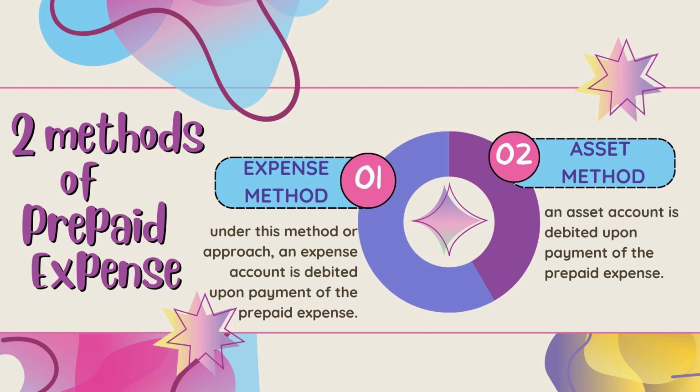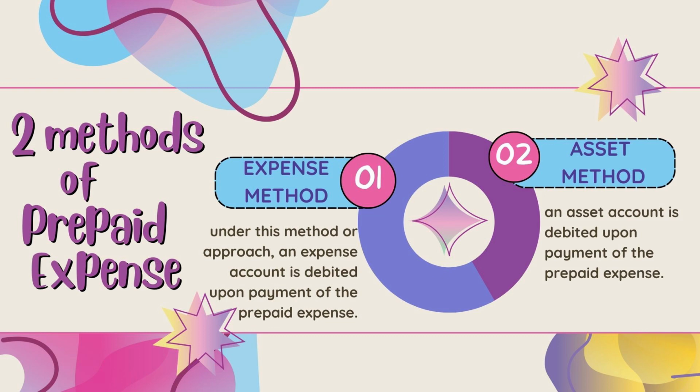First is the expense method. Under this method or approach, an expense account is debited upon payment of the prepaid expense. So the journal entry for that is the debit is expense and credit is cash. This is to record the payment. And the adjusting entry is you'll have to debit the prepaid expense and credit the expense. So you have to record the unused portion.